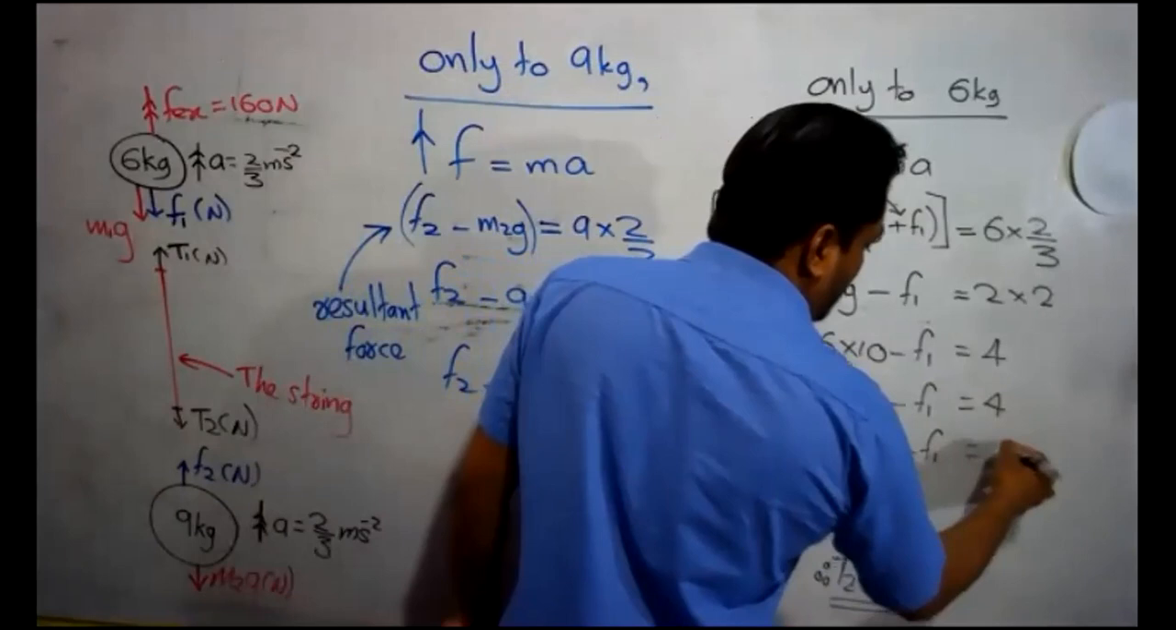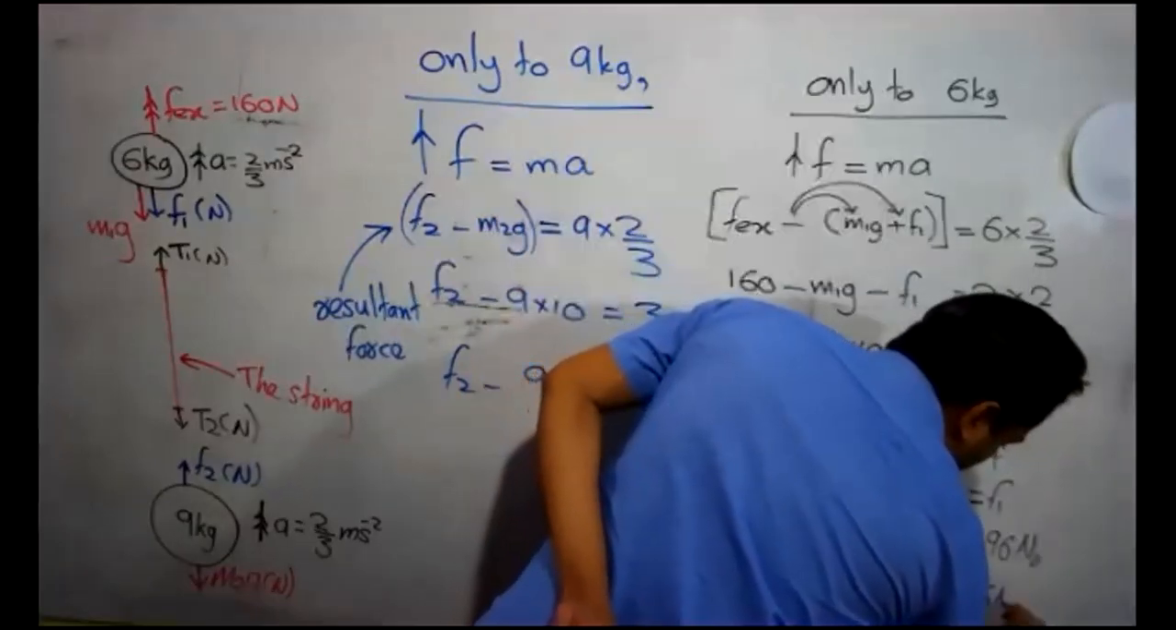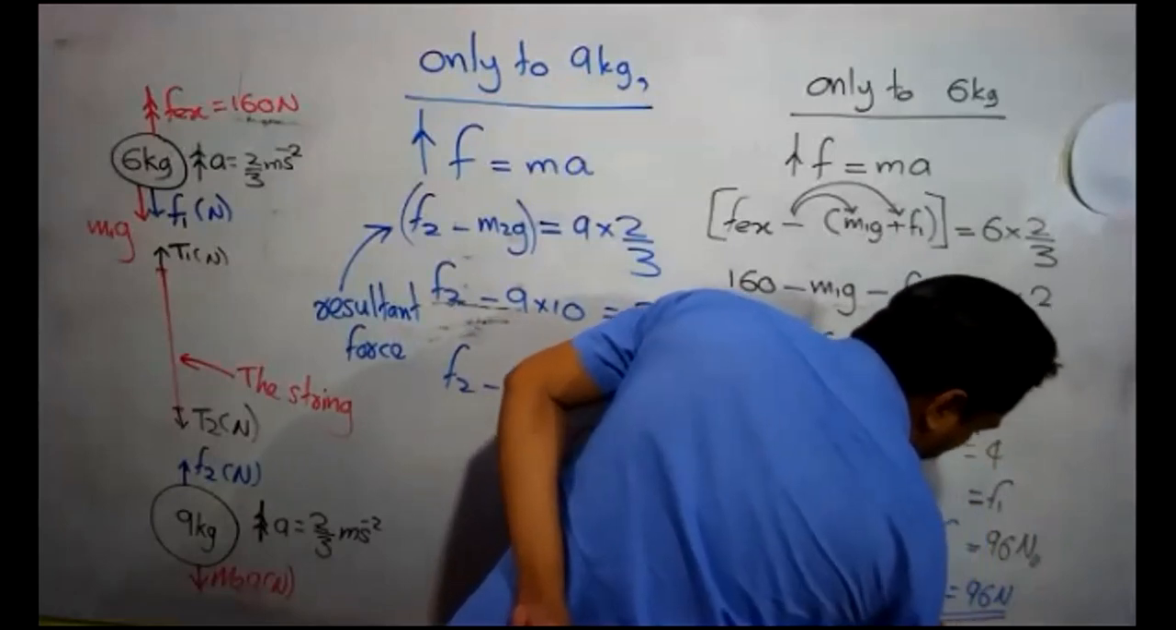If I take 4 to this side, 100 plus 4 comes this side, that's minus 4. Minus F1 goes the other side, that's positive F1. Then I'll get F1 equals 100 minus 4, which is 96. But we know that F1 and T1 are equal. So therefore, the tension force is also 96 newtons.